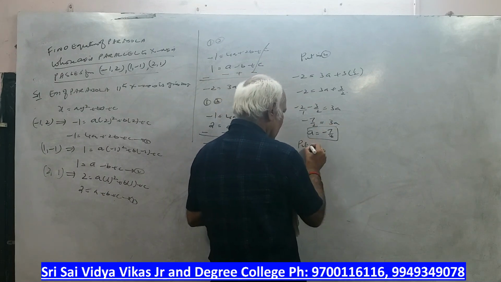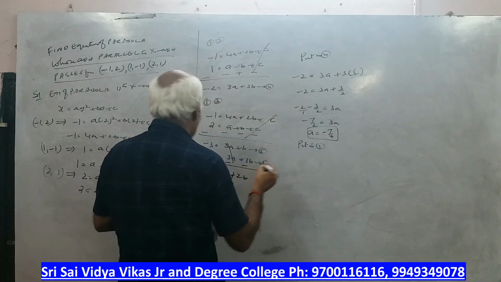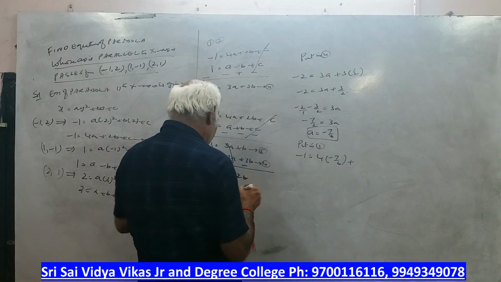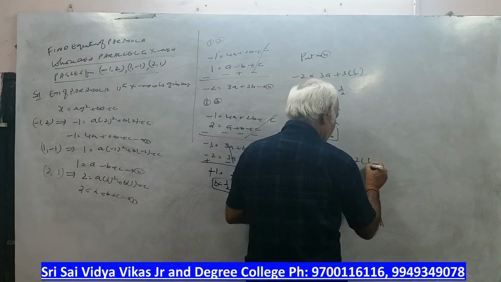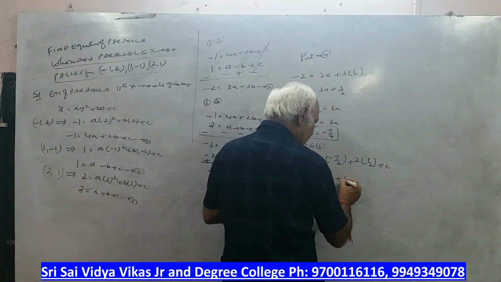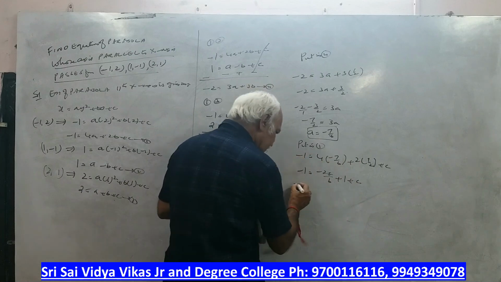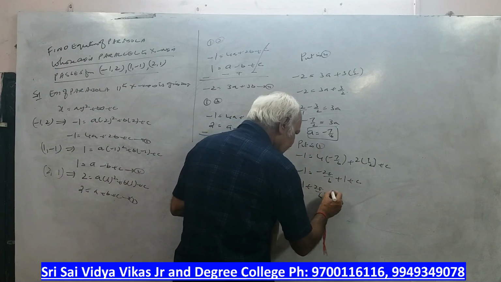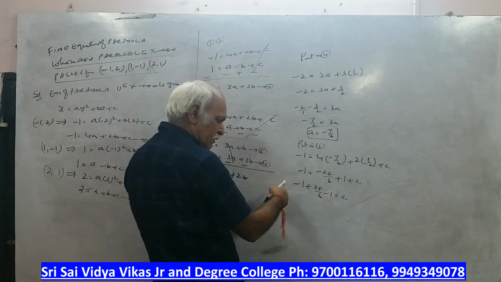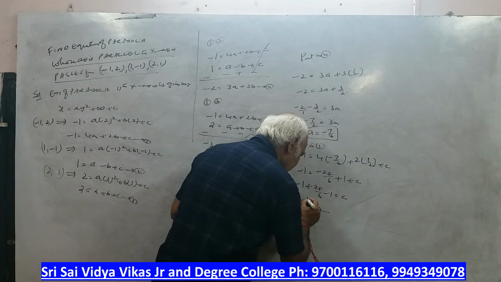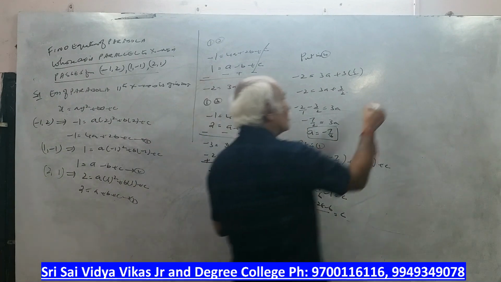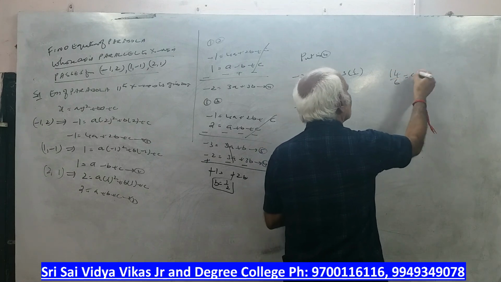Put in 1. What is the first equation? Minus 1 is equal to 4a plus 2b plus c. So minus 1 is equal to minus 28 by 6 plus 1 plus c. So bring the term this side. Minus 1 plus 28 by 6 minus 1 is equal to c. So what I have done? I brought the term this side. LCM is 6, sir. Minus 6 plus 28 minus 6 is equal to c. So minus 12 means 14 by 6 is equal to c.